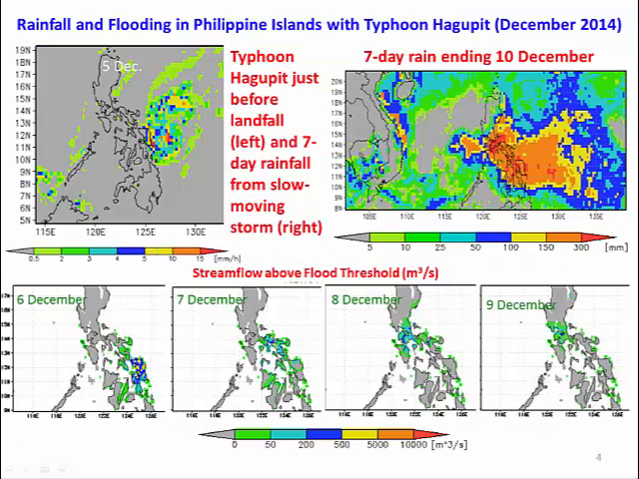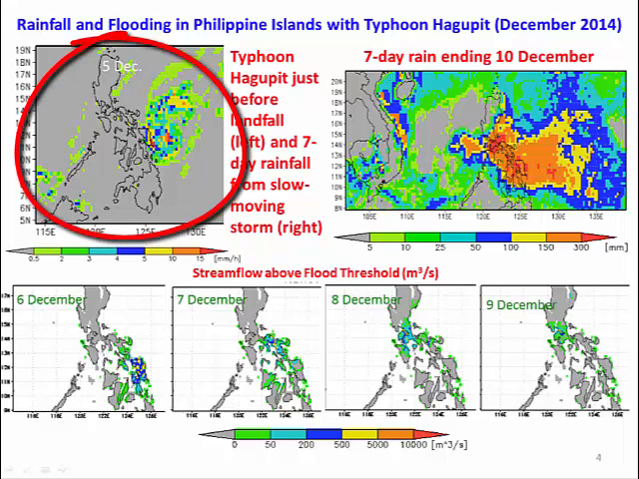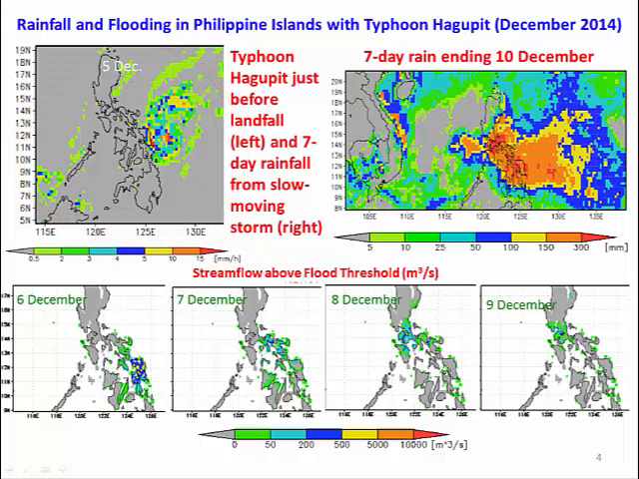The next slide shows an example. This is from the Philippines from a few months ago, back in December, Typhoon Hagupit. And to give you an idea of the satellite precipitation, this is an instantaneous 3-hour shot of the typhoon before it hit the Philippine Islands, which you can see right in here.